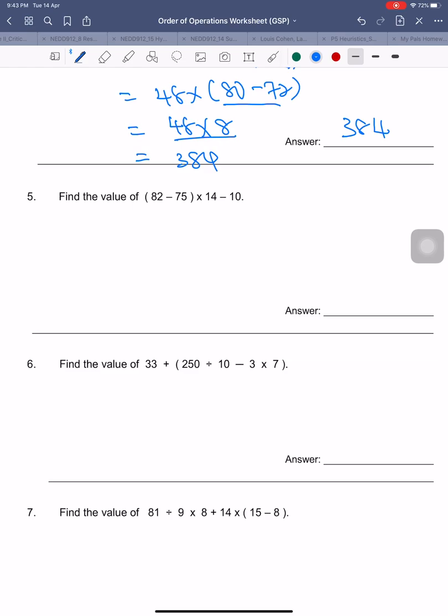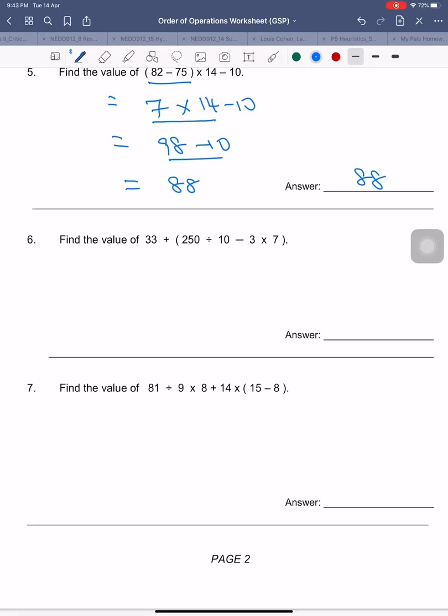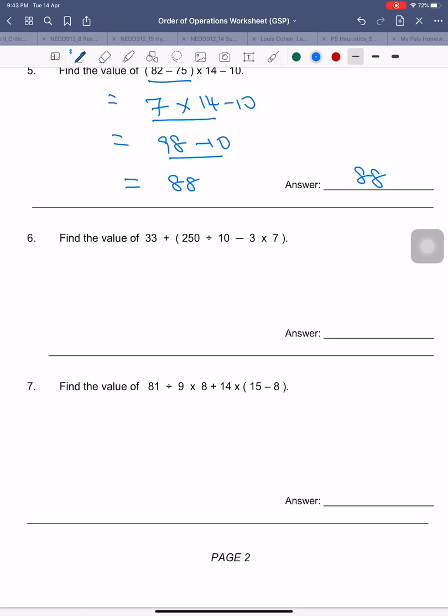Question number 5. Rule number 1 says do the bracket first. So 82 minus 75 is 7, times 14 minus 10. Rule number 2 says do multiplication first. 7 times 14, 98. 98 minus 10, 88. So question 6.